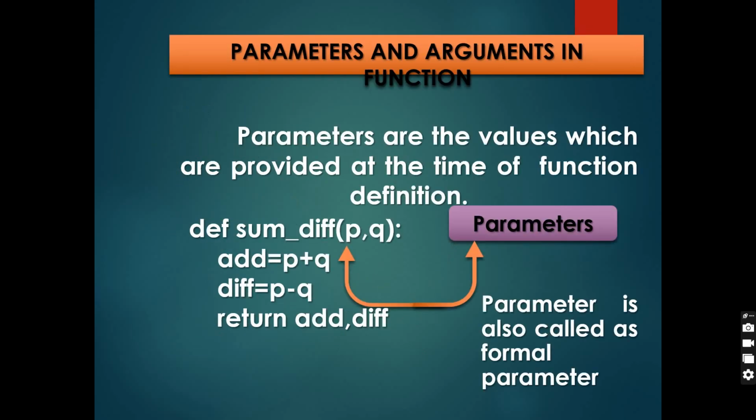So what are parameters and arguments in the function? Here we have what are called formal parameters. Parameters are the values which are provided at the time of the function definition. So these are called formal parameters.